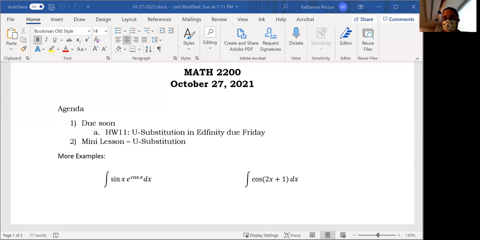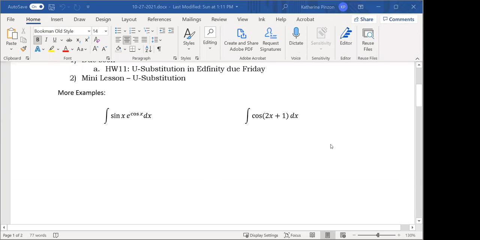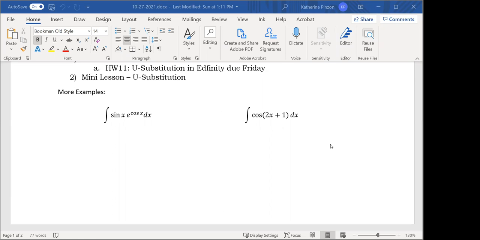Okay, so we're doing more U substitution. We're going to do a couple examples. I've got some board problems for you to practice, and then that's all.